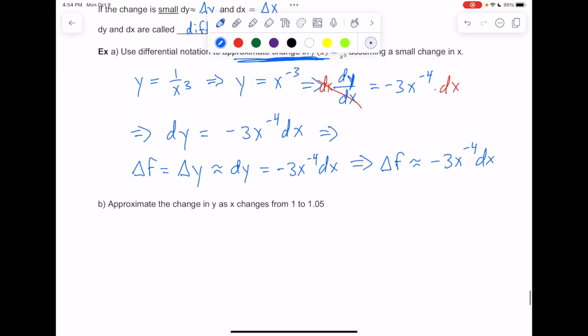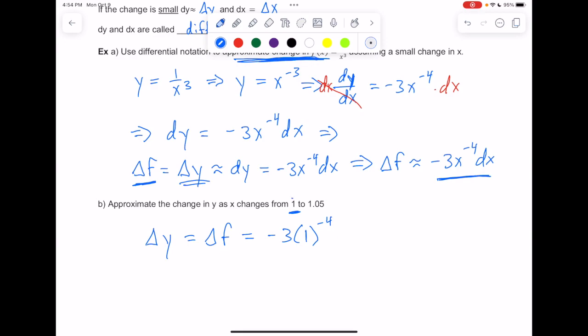So now use that to approximate the change in y as x changes from 1 to 1.05. So they're using the change in y idea now, but change in y and change in f are the same. So we're still going to find that by using this right here. So change in y is equal to change in f. So therefore it's equal to negative 3 times the x that we're starting at, which is 1, to the negative 4th, and then times the change in x.